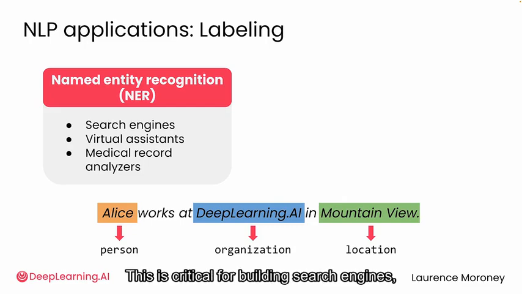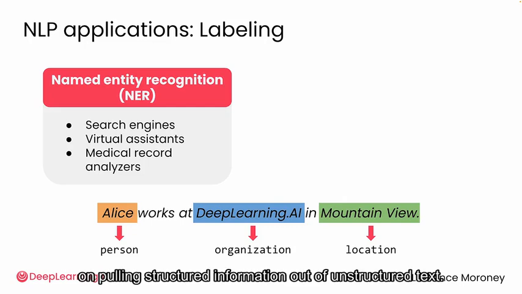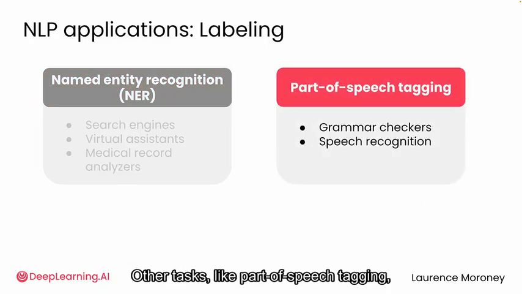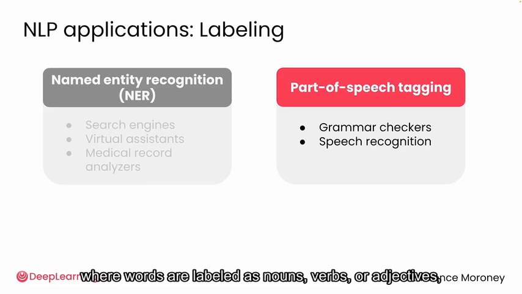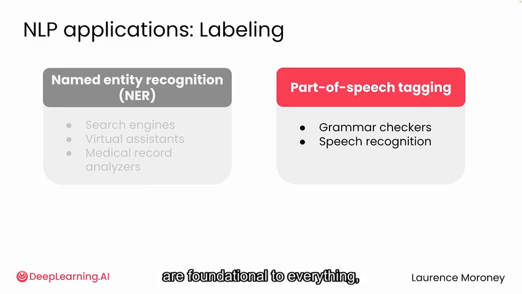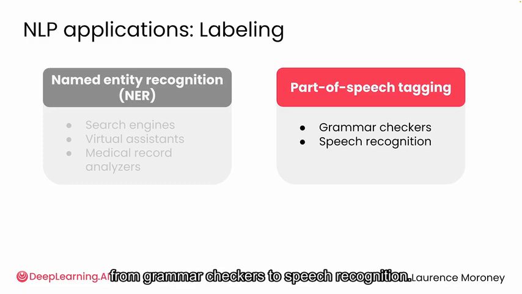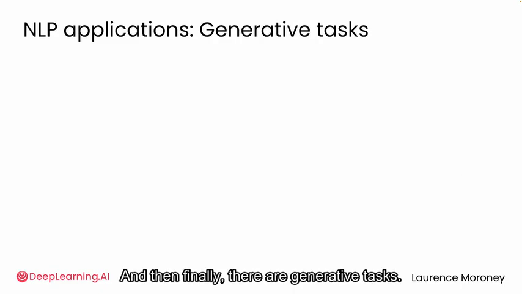This is critical for building search engines, virtual assistants, medical record analyzers, and countless other tools that rely on pulling structured information out of unstructured text. Other tasks, like part-of-speech tagging, where words are labeled as nouns, verbs, or adjectives, are foundational to everything from grammar checkers to speech recognition. And then finally, there are generative tasks.